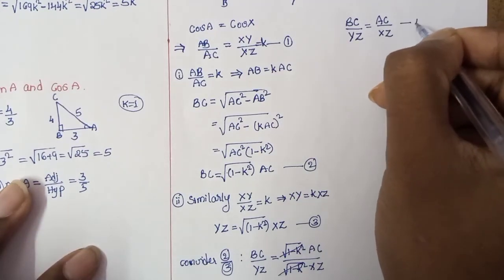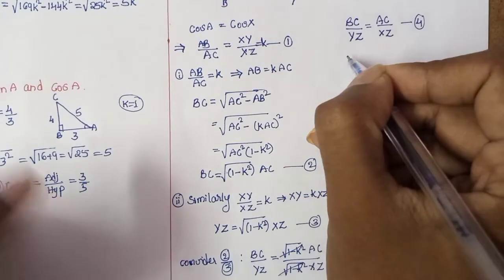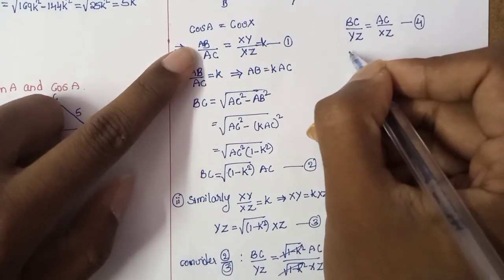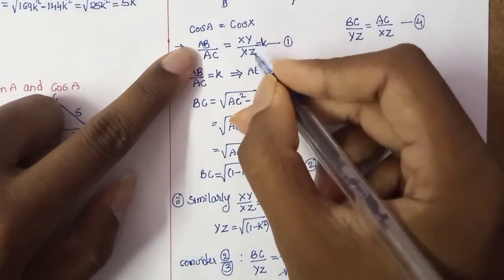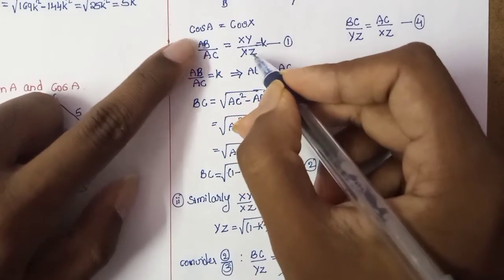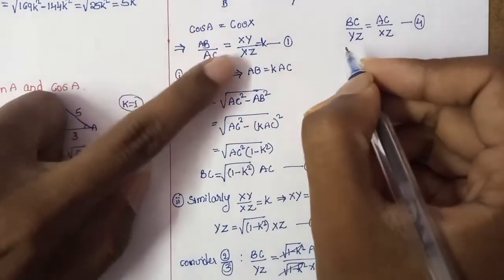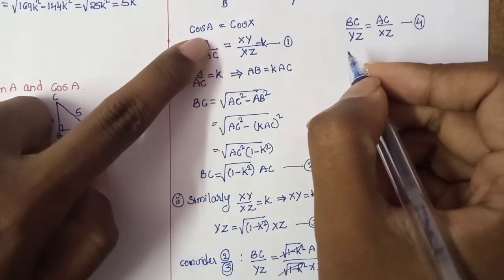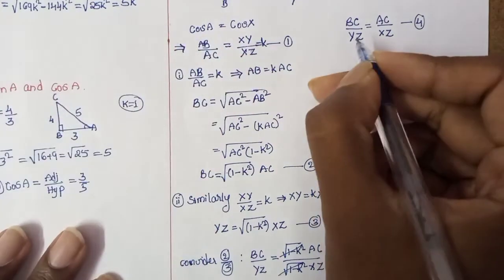Let's say this is relation 4. And what is relation 1? The relation 1 is AB by AC is equal to XY by XZ. If you rearrange this relation, you can bring this to this side and this to this side. What you will get?